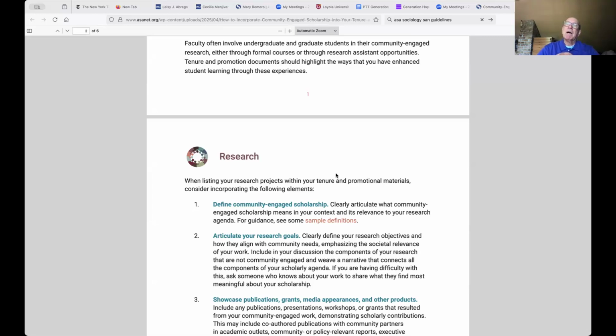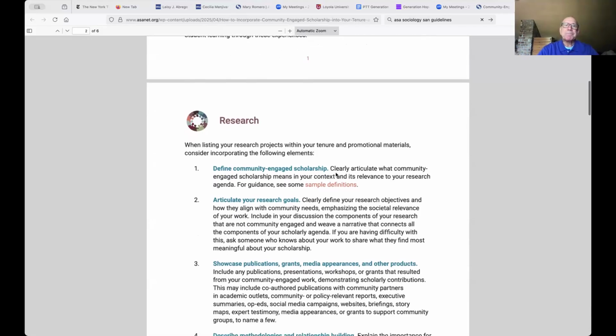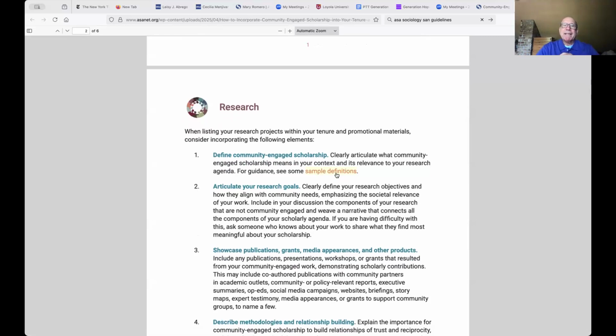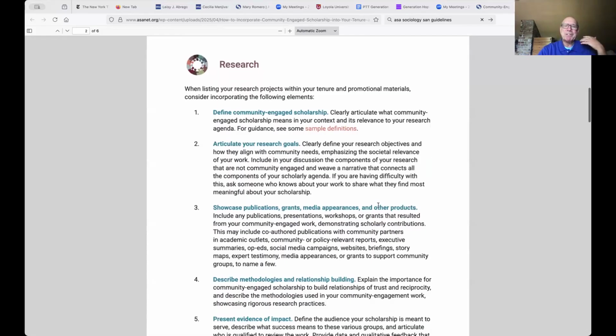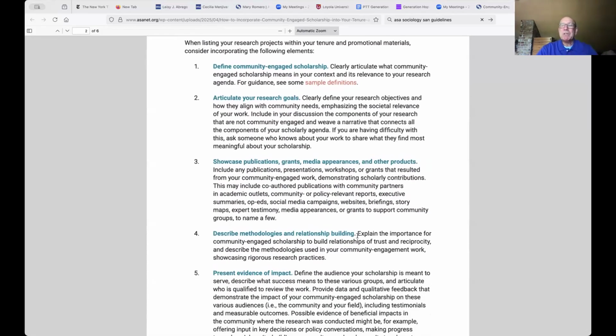And secondly, the products, if you will, of this research, as you know, are not just peer-reviewed journal articles, but could also be a whole variety of policy-oriented reports, blogs, curriculum, advocacy materials, research reports geared for use of community-based organizations. And so we are advocating a number of things here: that you define what you mean by your scholarship, articulate your goals, showcase your publications, describe your methodologies, and include the process.